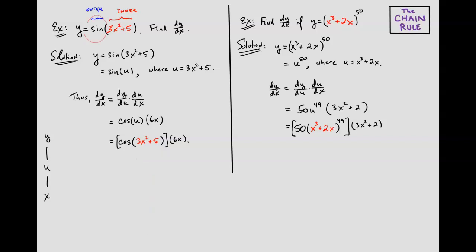So the outer function was sine, the derivative of the outer function is cosine, and then we evaluated that cosine at the inner function. Similarly over here, the outer function was whatever to the 50th power, like u to the 50th. The derivative of the outer function is 50 times whatever to the 49th power, and then we evaluated that thing at the inner function, x cubed plus 2x.